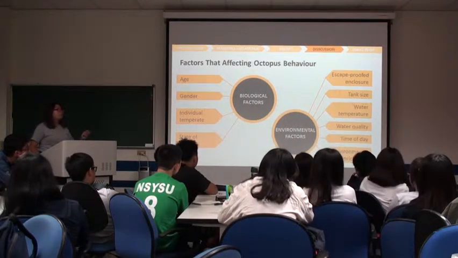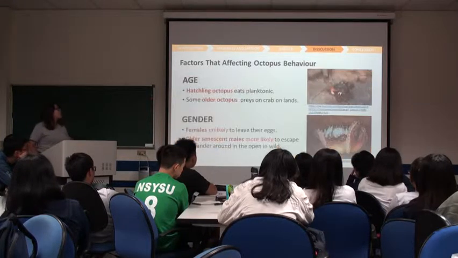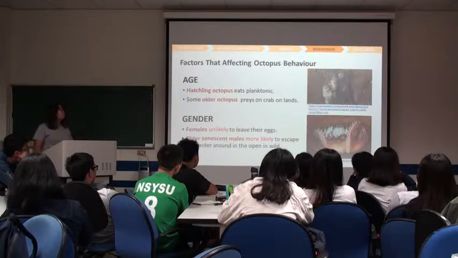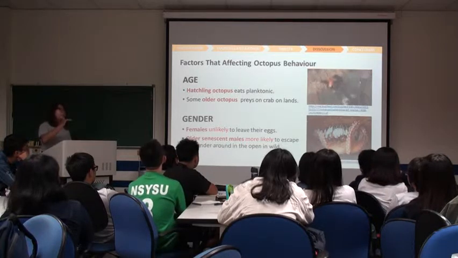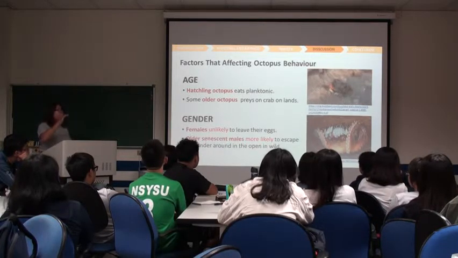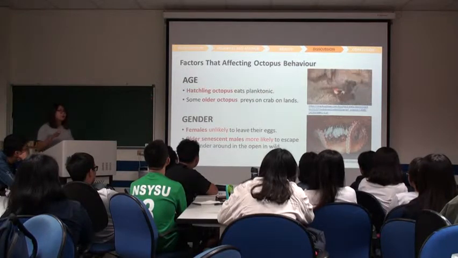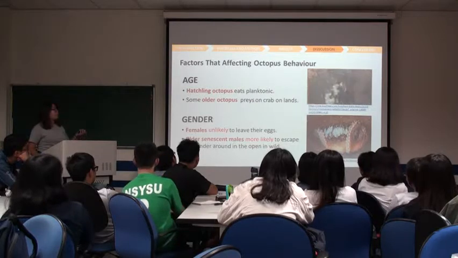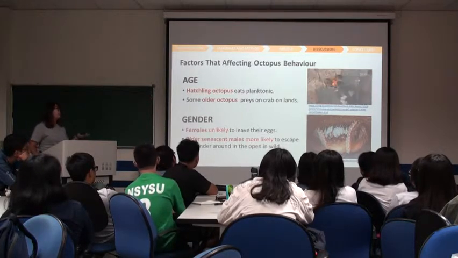So I would like to bring you through all these factors. For age, the hatchling octopuses eat plankton. Hatchlings are baby octopuses. They only eat the plankton which are at the surface of the sea, so they will probably not go onto the land. But some other octopuses might prey on crabs on land. So this shows why they will go onto the land.